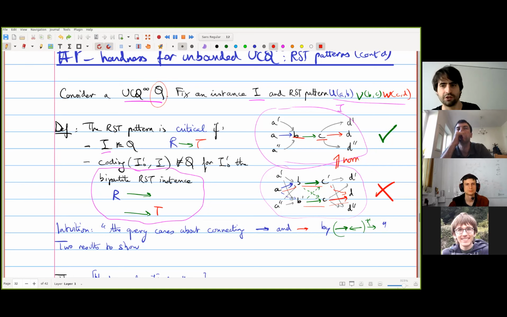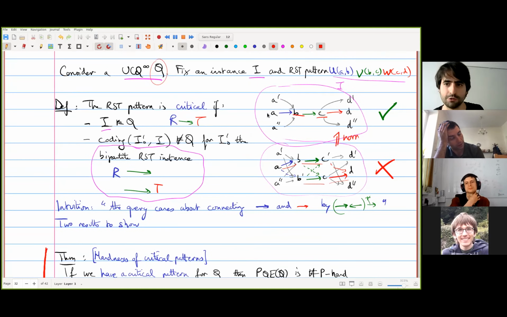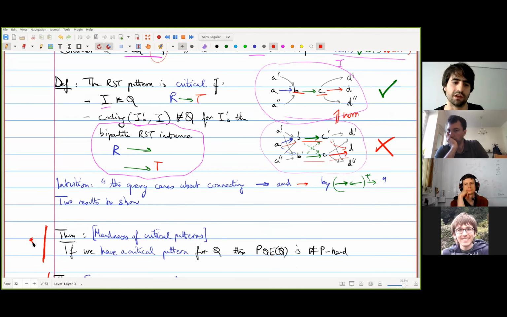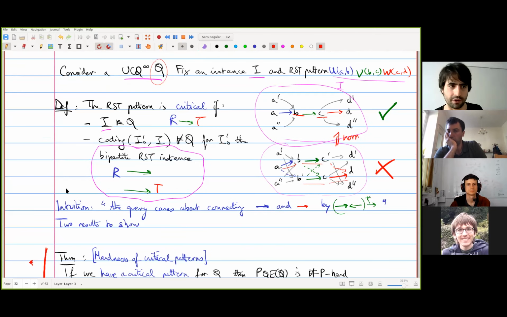So imagine I have found an instance in a pattern that has this property that doing this disconnection makes the query false. Then, there's a question of whether we can find a pattern like this, which I won't have the time to go into. And the question is, if I find a pattern like this, have I managed to show hardness? How do I use a pattern like this to show hardness? I will present this because it makes you understand why I needed all of the stuff about bipartite instances before. So let's assume we have found such a pattern.